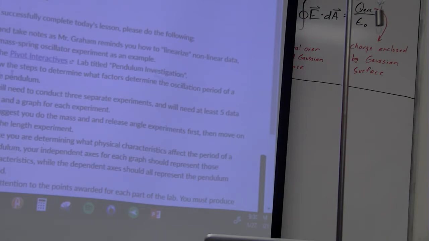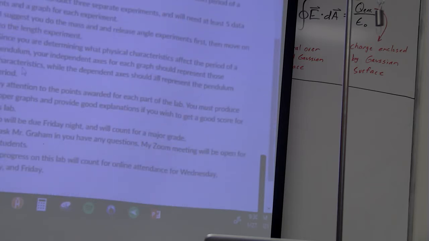Okay. All right. So in order to successfully complete today's lesson and tomorrow's and Friday's, watch and take notes as Mr. Graham reminds you how to linearize nonlinear data using a mass spring oscillator experiment as an example. And I'll tell you what I'm going to do with the mass spring oscillator. You're going to have to do almost an identical thing when it comes to the pendulum. Follow the steps to determine what factors determine the oscillation period of a simple pendulum. That's the whole idea.